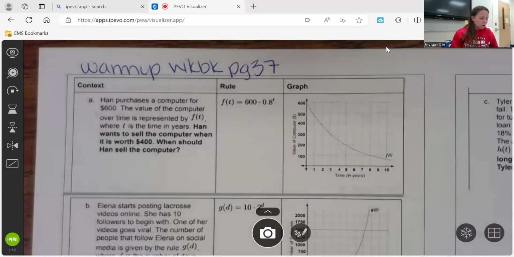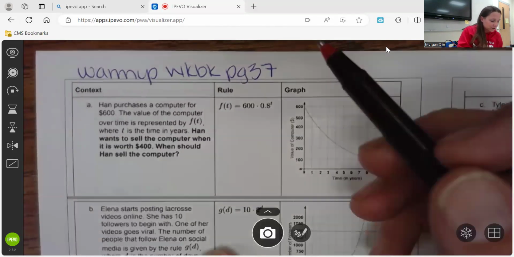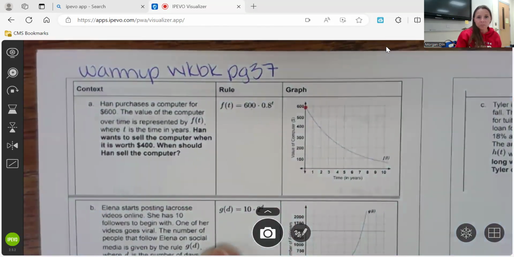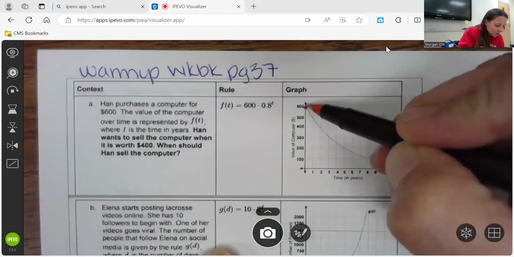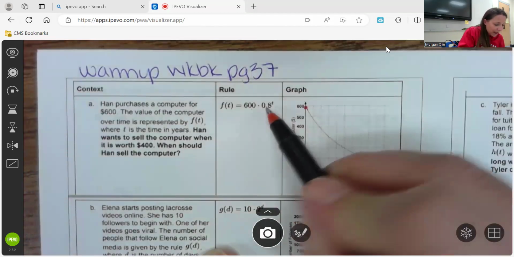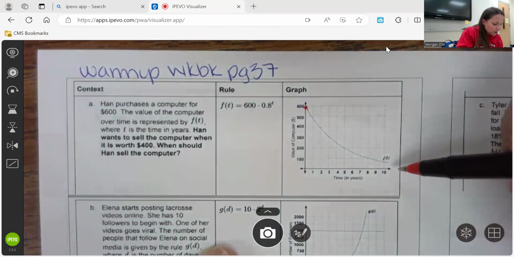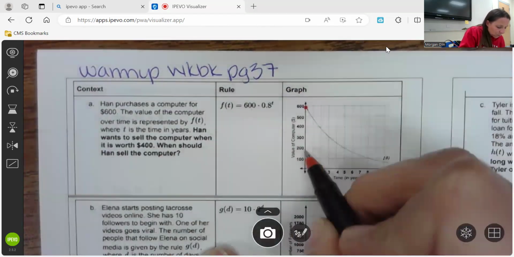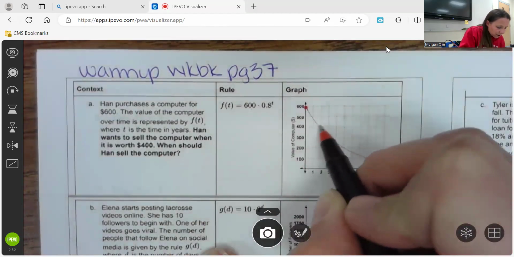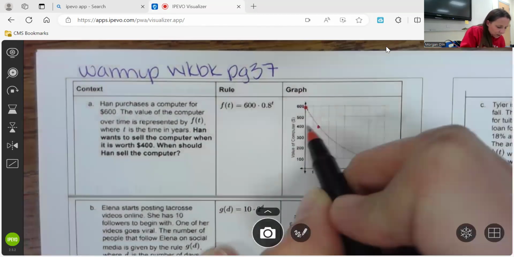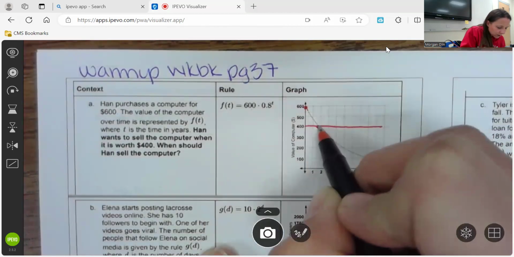When we look, we see that 600 is where it starts, and that's where our y-intercept is right here. Then it keeps going down, which makes sense because this is 0.8, which is less than 1, so it's decreasing. We want to know when this value is going to be 400. So I go here and see where it crosses, somewhere in between 1 and 2.